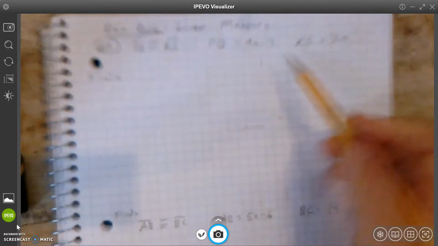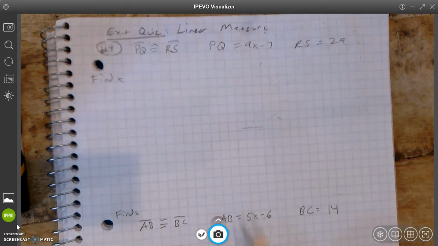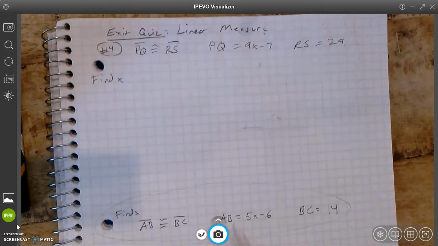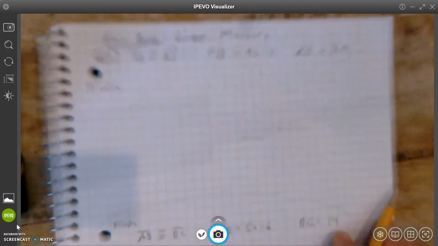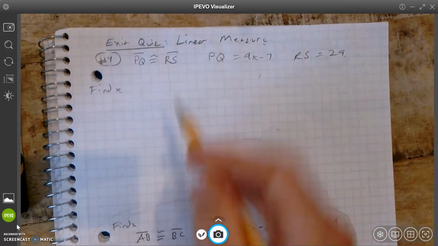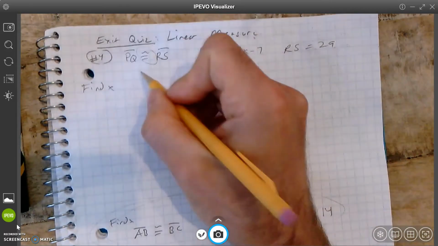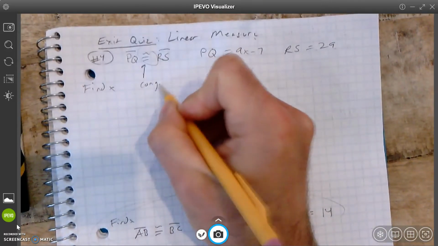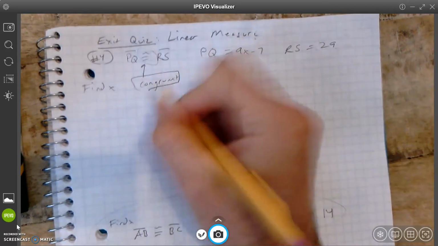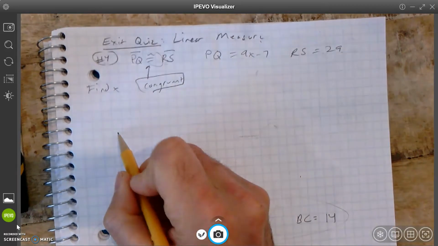You've got to make sure you're really solid on these, and you can get problems like this one on the bottom you're about to do. It's just similar, but it may be a little different in the context. So let's see. PQ is, what does this mean? Yeah, this means congruent. So this means that PQ and RS are the same length.